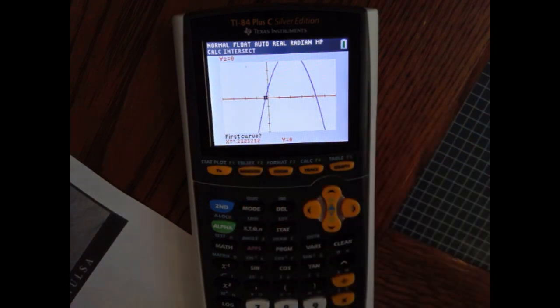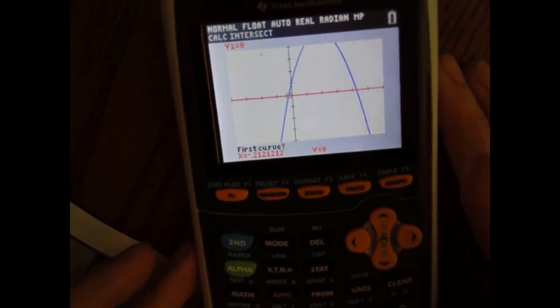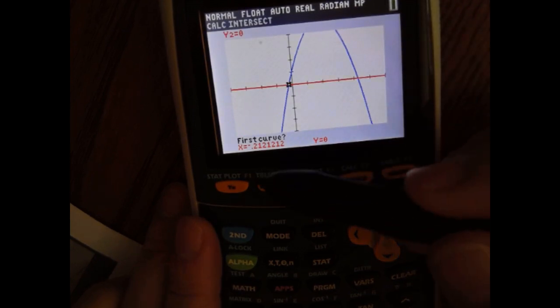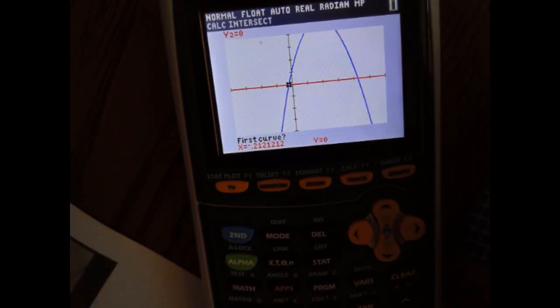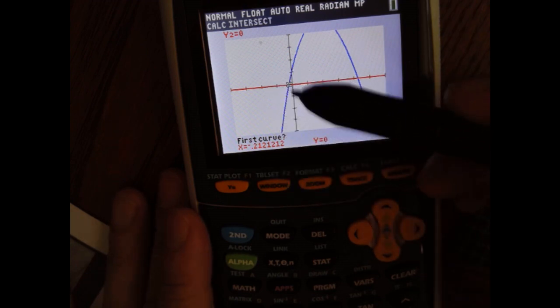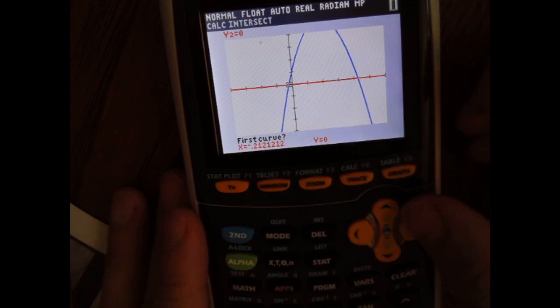And I can zoom in and you would be able to see it perfectly. So you can see right there. I didn't use the first curve, second curve. I just moved the cursor here, and it's going to give me negative 0.2. We rounded to negative 0.2. So that's my first. Then I have another one. I'm going to move my cursor.